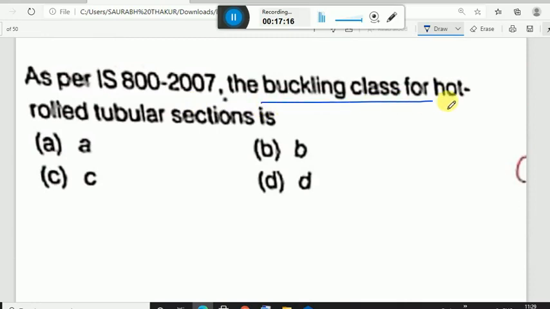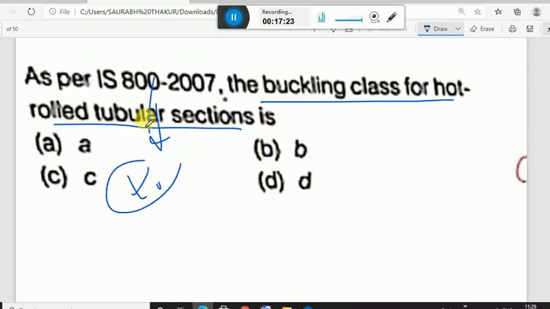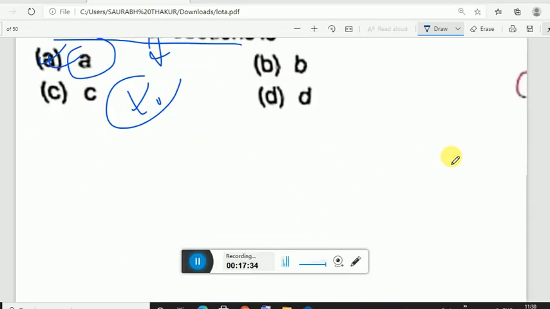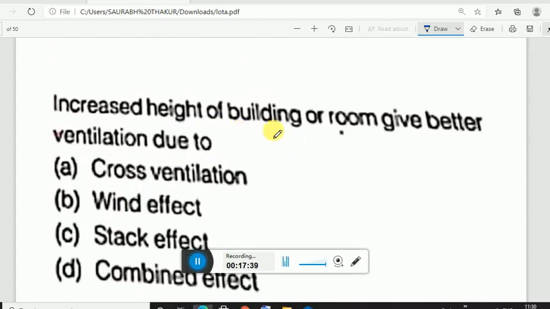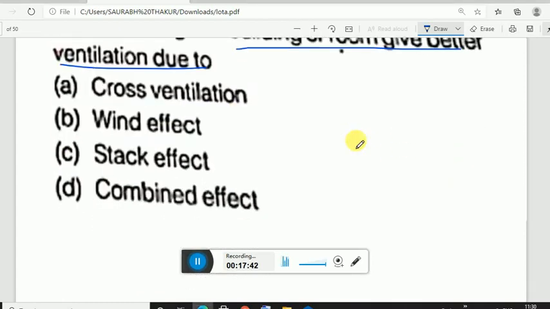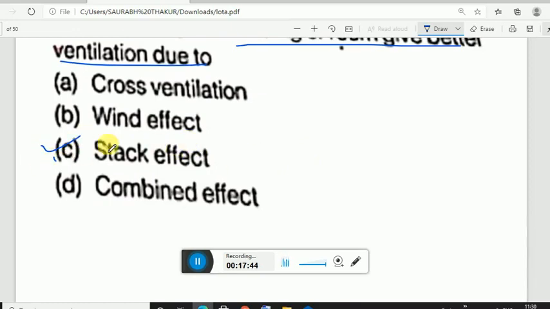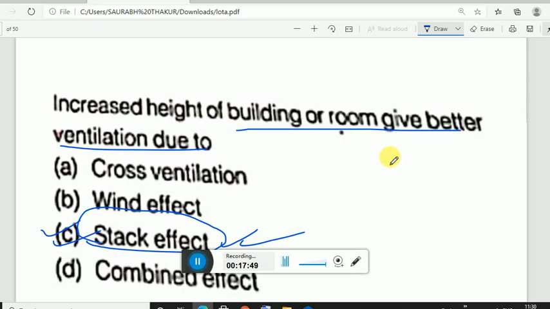As per IS 800, the buckling class for hot roll tubular section, actually it is written in the code and you must remember this. For hot roll tubular section, it would fall in class A. This is your next question. Increased height of building or room gives better ventilation due to cross ventilation, wind effect, or stack effect. Due to stack effect, room gives better ventilation.